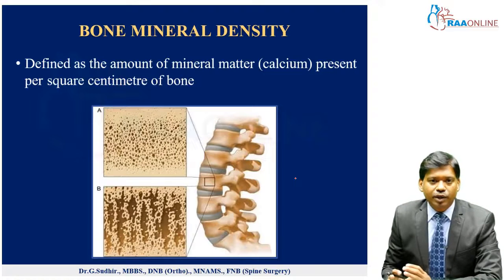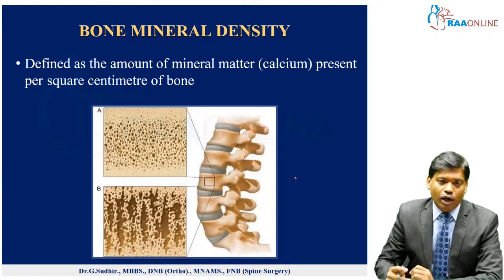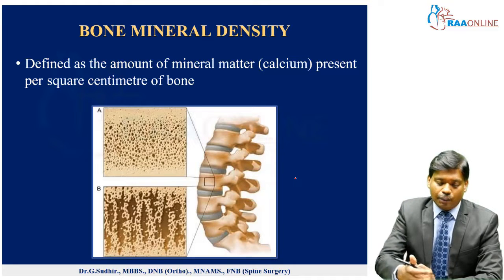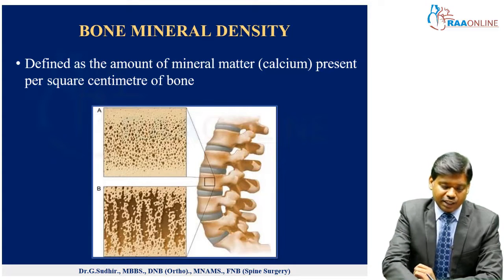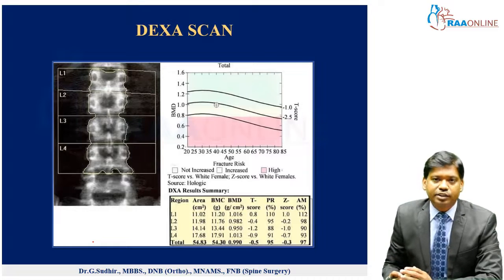So what is bone mineral density? It is defined as the amount of mineral matter, which is calcium, present per square centimeter of bone. That is called bone mineral density, and again you can see the microarchitectural deterioration and reduced bone mineral density. Compared to figure A, it is significantly less in figure B. So how is this bone mineral density measured?